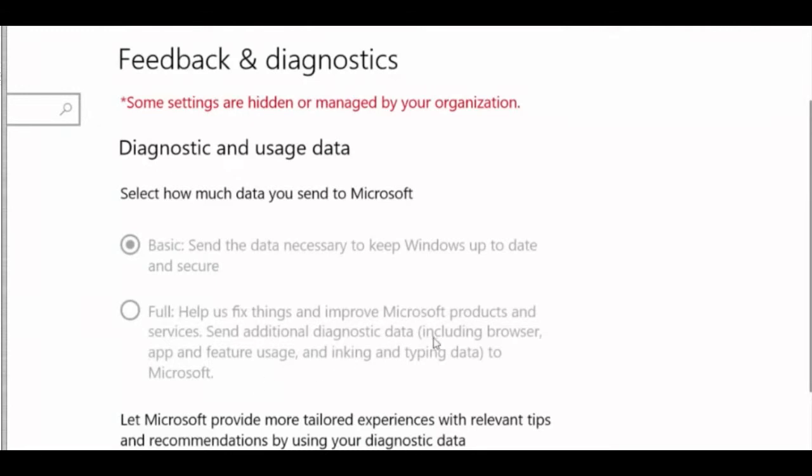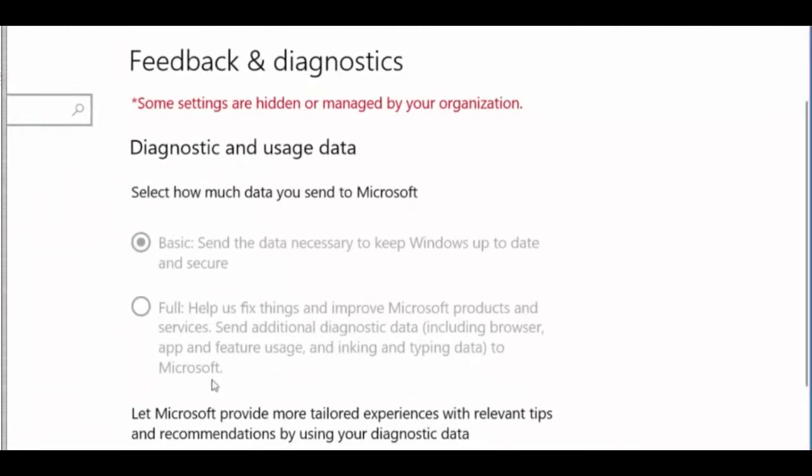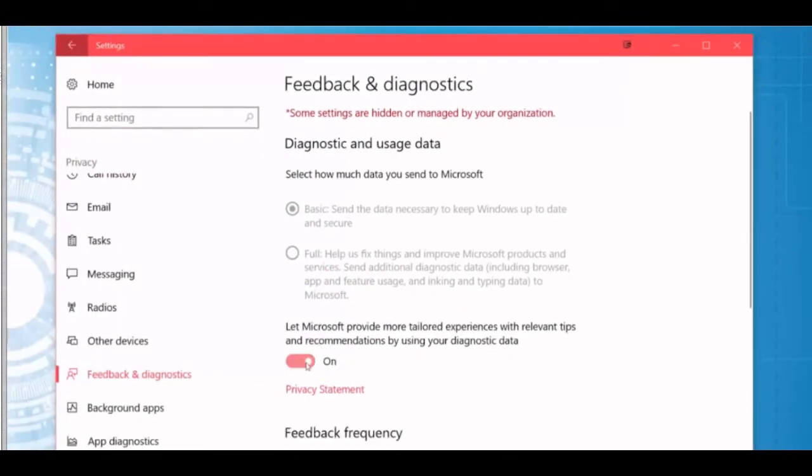Feature usage, which could mean anything. Inking and typing data, which is literally anything you type. So yeah, you really want to not have it on full. And maybe disable the toggle below about tailored experiences too.